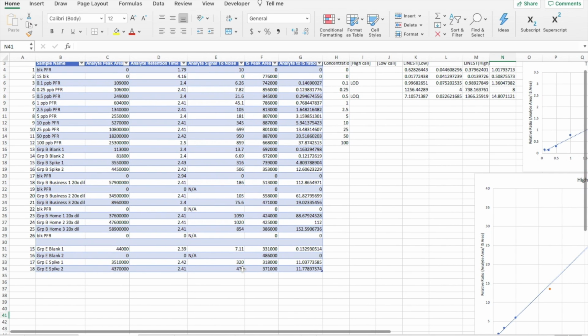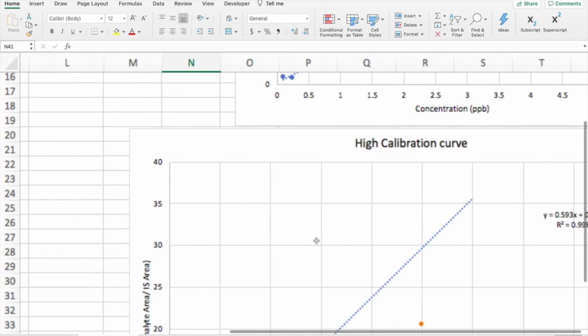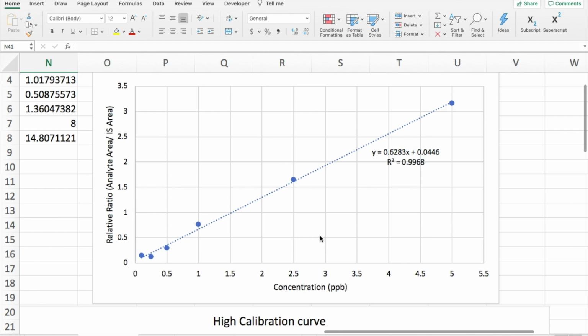For internal calibration, it is very similar to that of external. However, each calibration standard and sample are all spiked with the same concentration of the internal standard. And like before, when we graphed concentration of the target analyte versus response, here we will graph the concentration of the target analyte versus the ratio of the response of the analyte to the response of the internal standard. Now that may sound a little confusing, so let me show you what I mean.